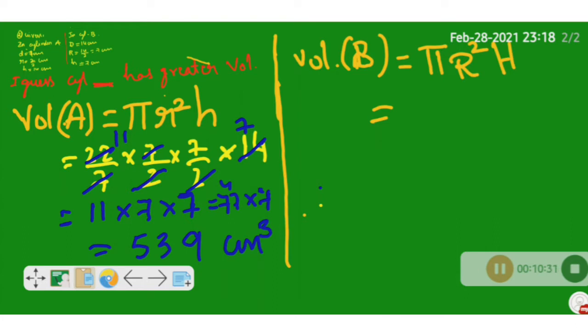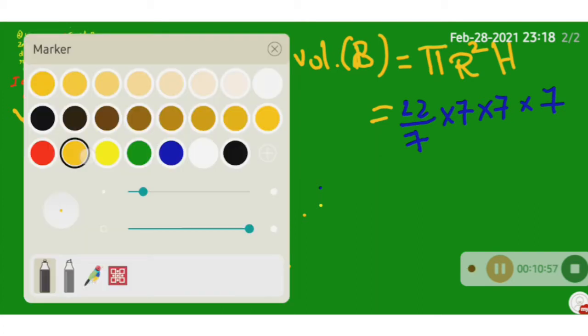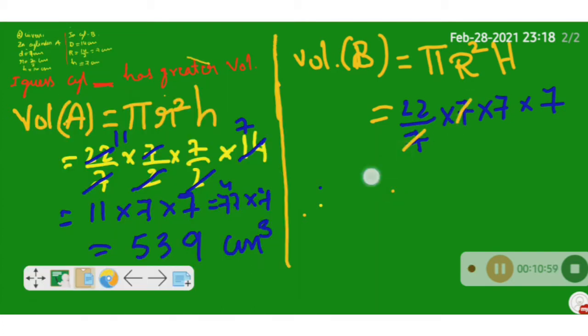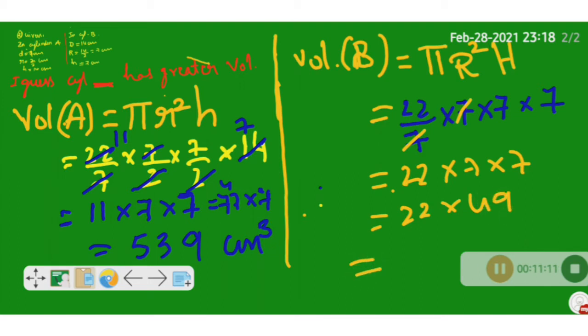The unit of volume is cubic unit. So here the dimensions are in centimeter, so it is going to be cubic centimeter, or you can write it as centimeter cube like this. Next, if you substitute the dimensions of cylinder B, pi value is 22 by 7 fixed, and radius is 7, so 7 into 7, height is also 7. So let us do the cancellation. 7 7 gets cancelled. We are left with 22 into 7 into 7, right? So that is nothing but 22 into 49.